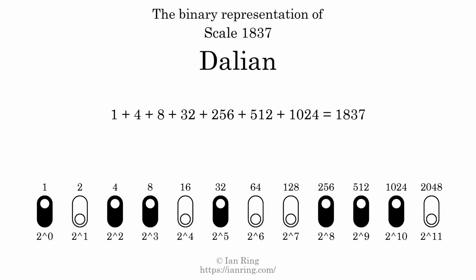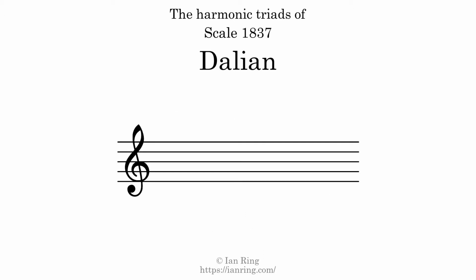1837. The scale number not only enumerates the scale with a unique index, but it also literally describes the tonal content of the scale. Represented as a binary number in base 2, the scale number is 01100101101. Here are the harmonic triads present in this scale.